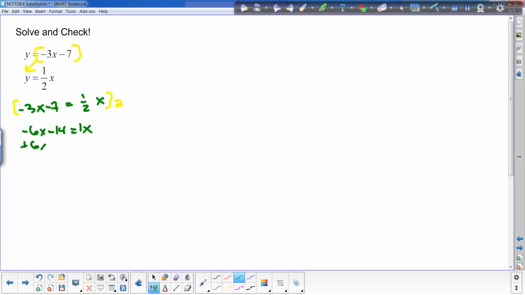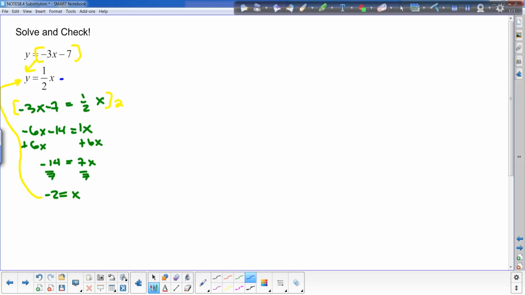And then I'm going to add 6x. Negative 14 equals 7x. Divide by 7, and I get negative 2 equals x. Now again, what do we want to do with this x? We need to plug it in somewhere. So I'm going to plug it into, it doesn't matter which one, we'll go this one.